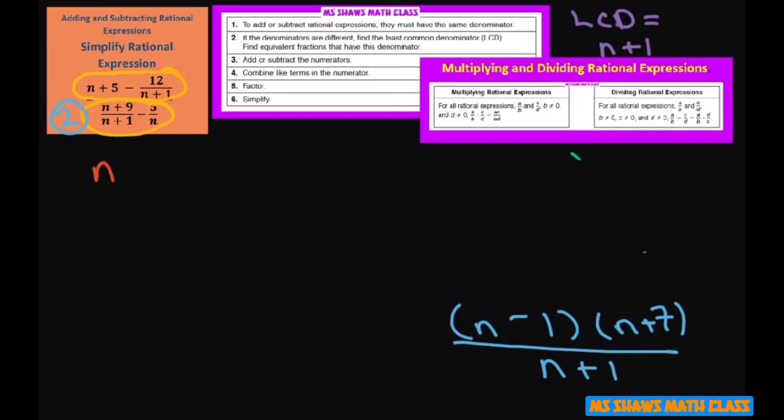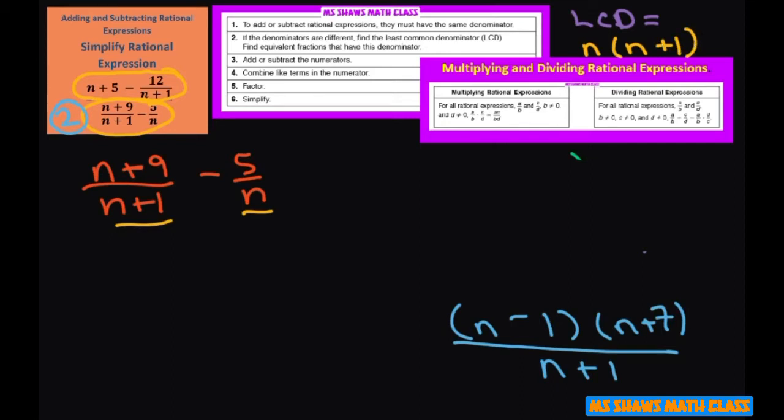So we have n+9 divided by n+1, minus 5 divided by n. Now the LCD for this part is going to be, you have to take both of these. So it's going to be n times n+1. Now just like we did with the other problem, if this is your common denominator, what we can do with this is what's known as the butterfly method. So you're just multiplying these two. All right, so you just cross like that.